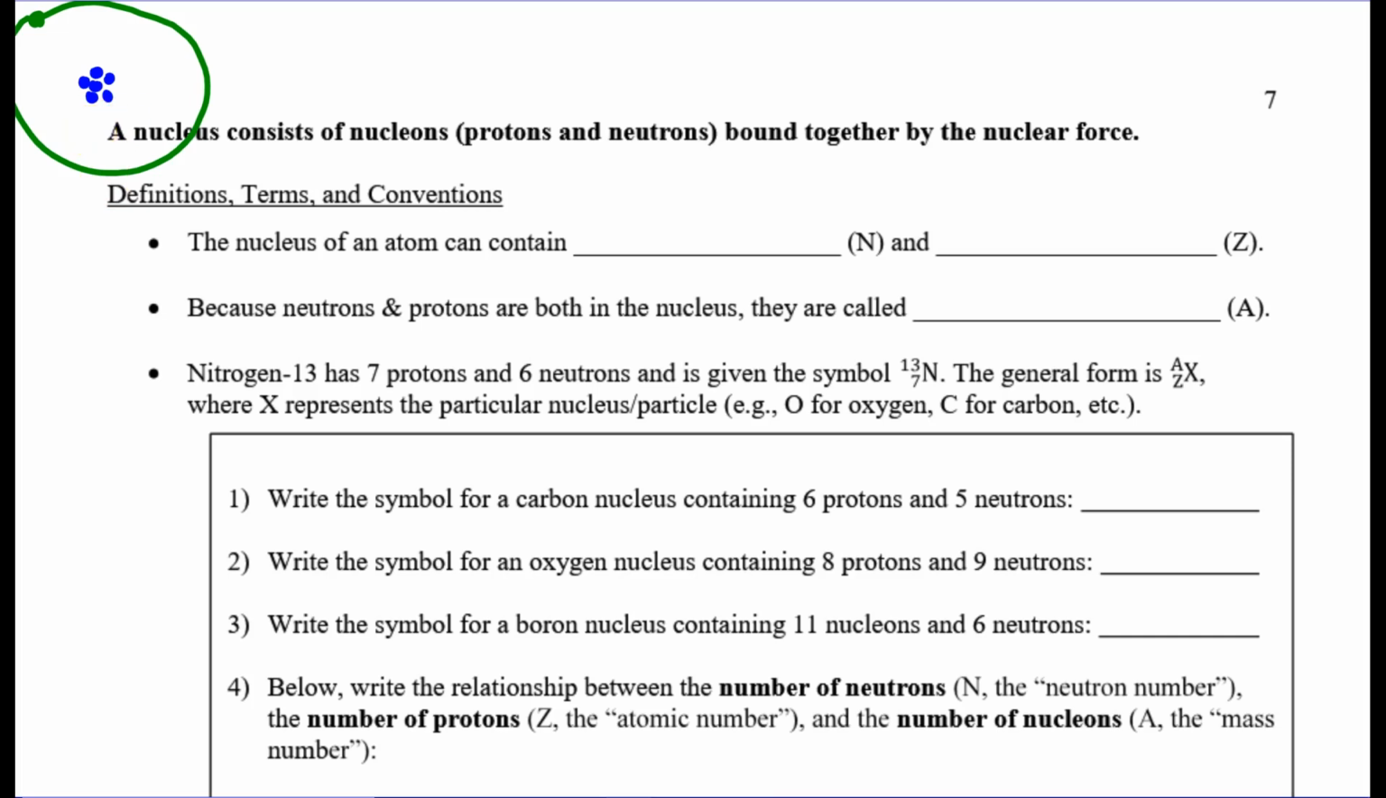So that nucleus can contain neutrons and protons. We count how many there are using these values N and Z. N is called the neutron number. Z is called the proton number, or also called the atomic number.